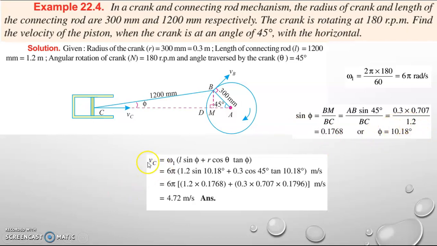So we have the equation VC is equal to omega 1 into L sin phi plus R cos theta tan phi. We got the values of phi, theta and R. Everything is known. We will calculate the value of VC as 4.72 meter per second. This is the analytical method of solving the equation. If you are following the analytical method, you have to remember this equation. Otherwise, you need a scale, protractor and a pencil, and you can easily solve the problem by graphical methods.